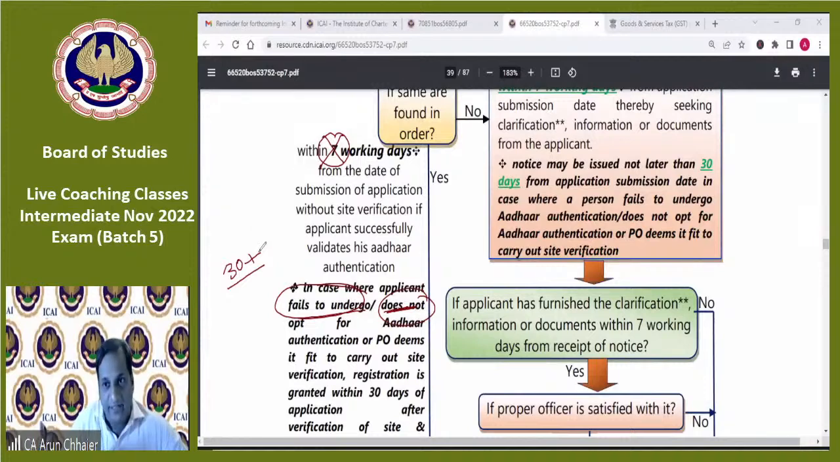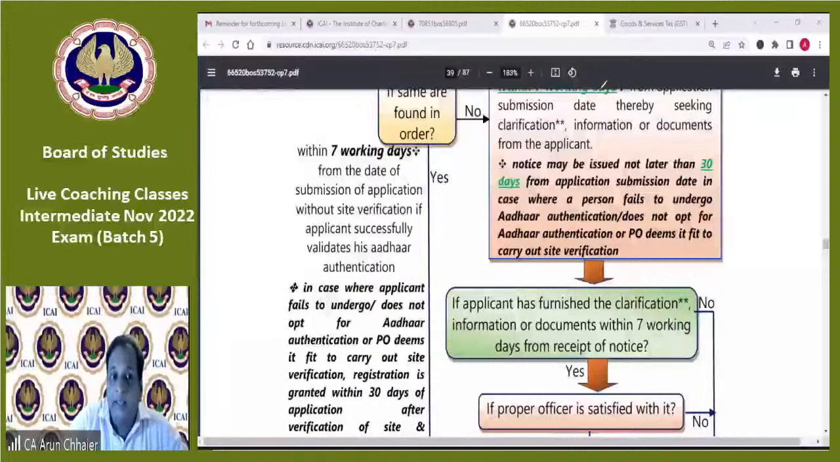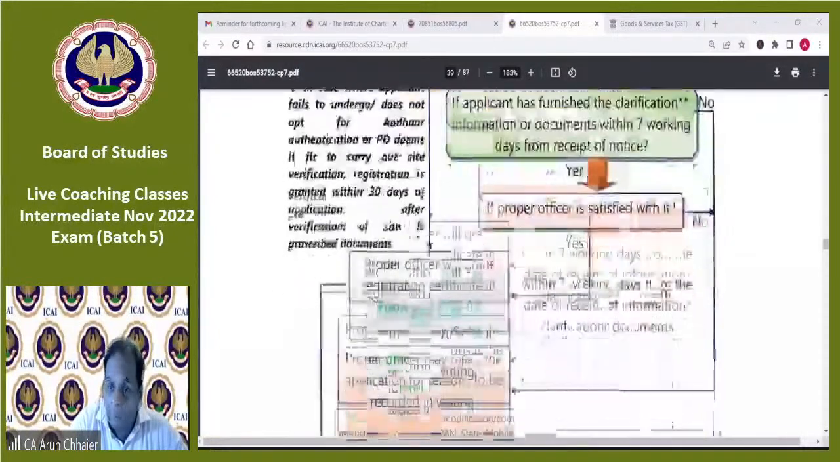So what is the 7 days? That is important. Must remember and must write if the question is asked. 7 days applies to an application without site verification, if the applicant successfully validated his Aadhaar authentication. And 30 days applies if Aadhaar is either not opted or the applicant failed to undergo Aadhaar authentication; then it will be 30 days for approving the GST number.